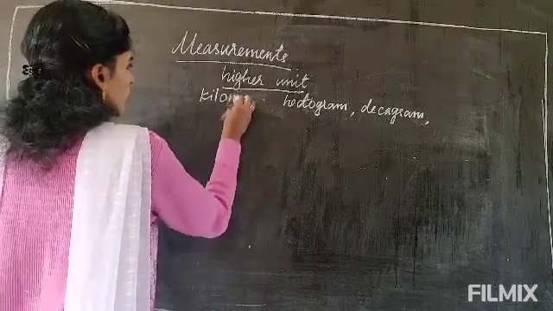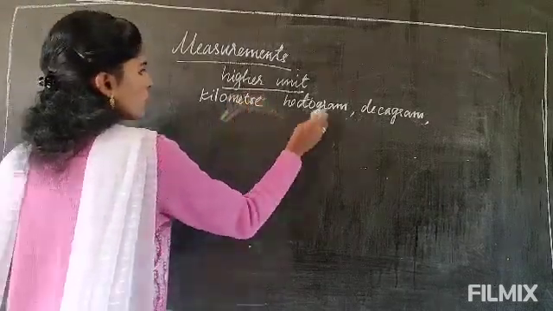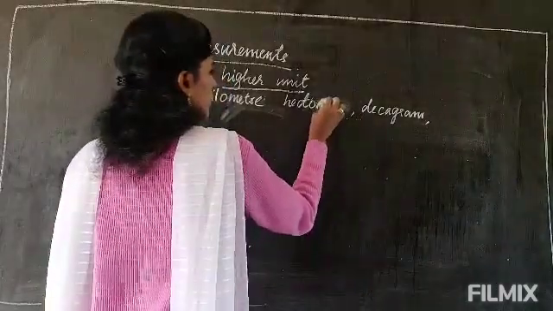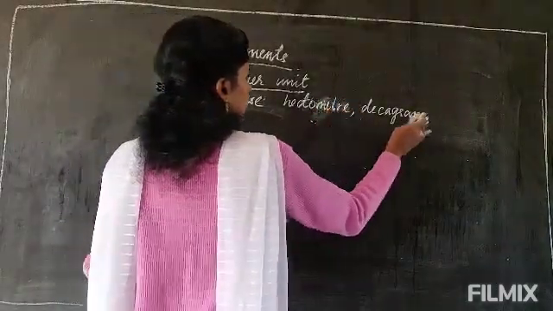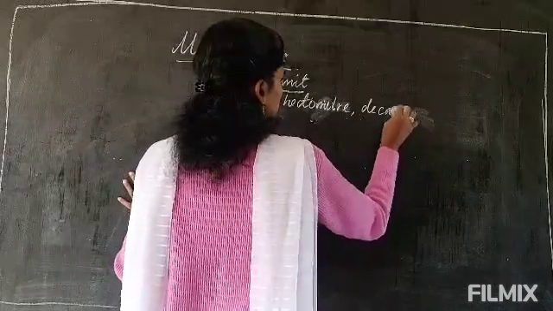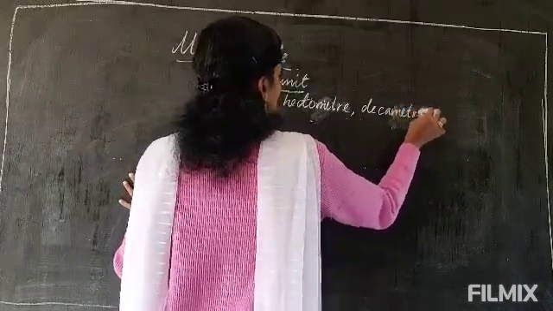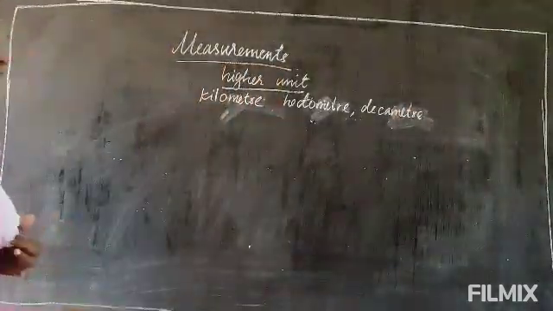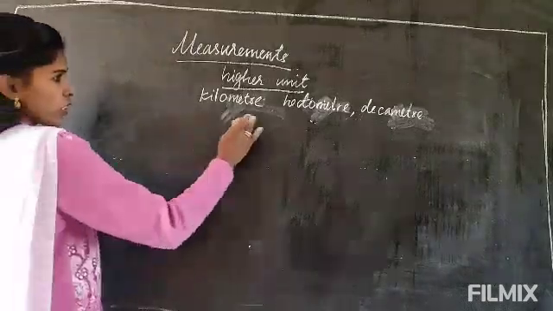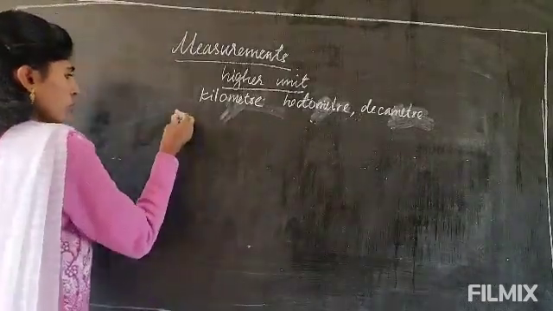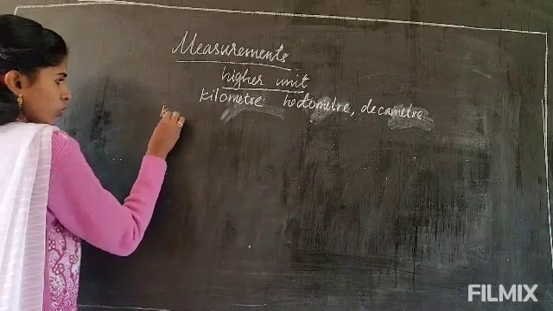We are going to see the length now, so it is kilometer, hectometer and decameter. Meter is the standard unit. These three are the higher units. Now let's see the order.